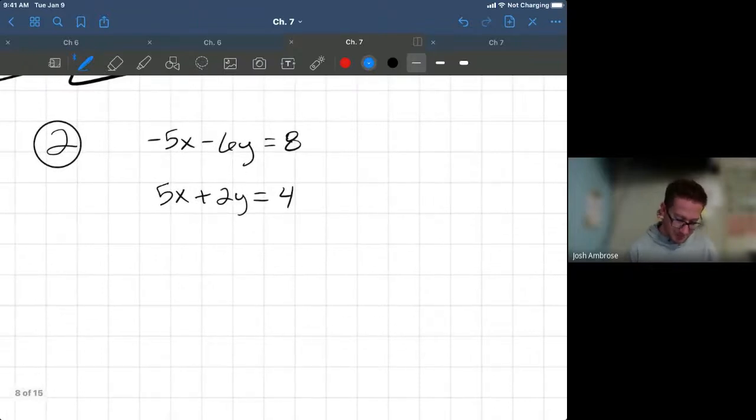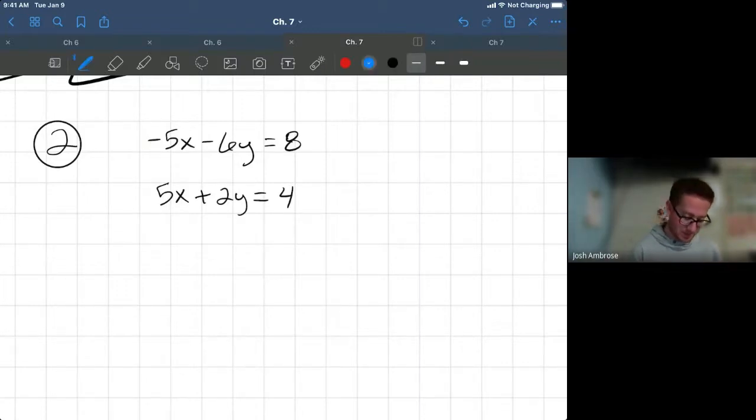All right, so what you should see are these guys, -5x, +5x. They're already set up where the coefficients will perfectly eliminate one another. Here's a little trick. If they are perfectly opposite signs like this, that's a -5, that's a +5, you will be using addition. If the signs are the same, in other words, if they were both just 5, you would use subtraction.